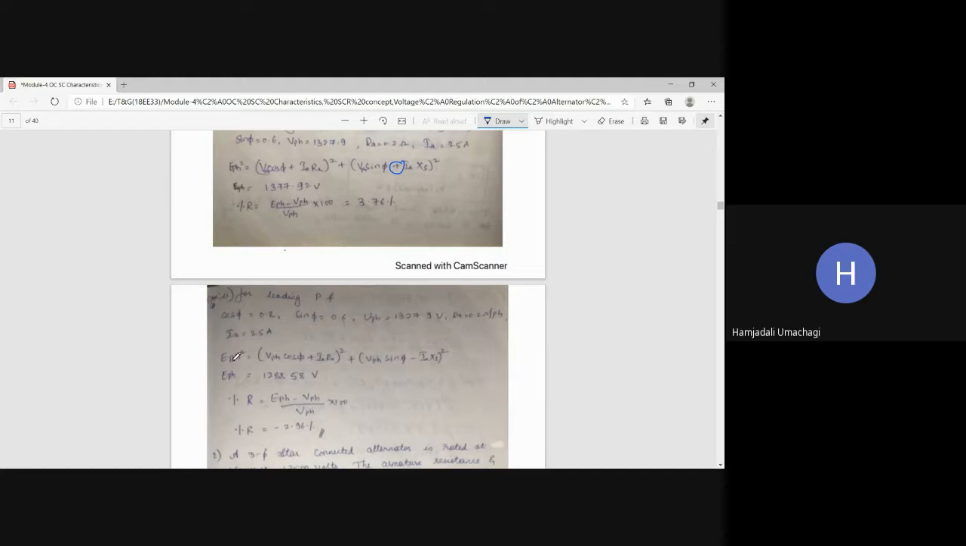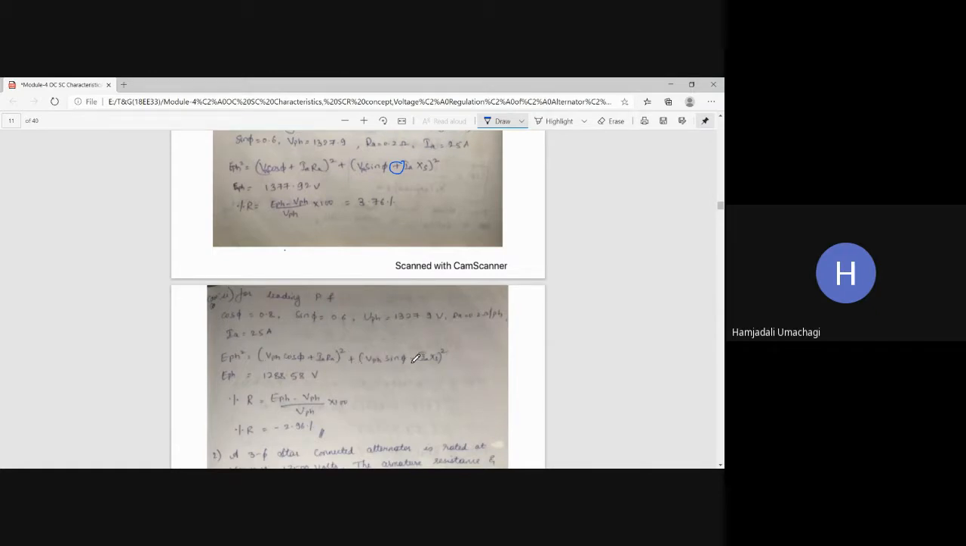VPH once again is 1327.9 volts. RA is 0.2 ohms per phase. Armature current IA, which is the full load current, is equal to 25 ampere. Now with the same data, we should calculate EPH, where the EPH formula for leading power factor will be EPH is equal to square root of the whole terms: VPH cos phi plus IA RA, whole square, plus VPH sin phi.